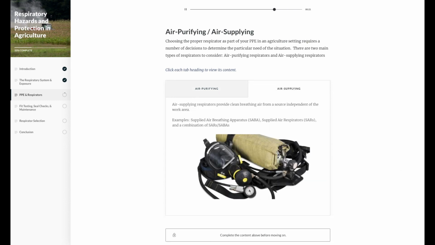Air supplying. Air supplying respirators provide clean breathing air from a source independent of the work area. Examples: supplied air breathing apparatus or SABA, supplied air respirators SARs, and a combination of SARs and SABAs.